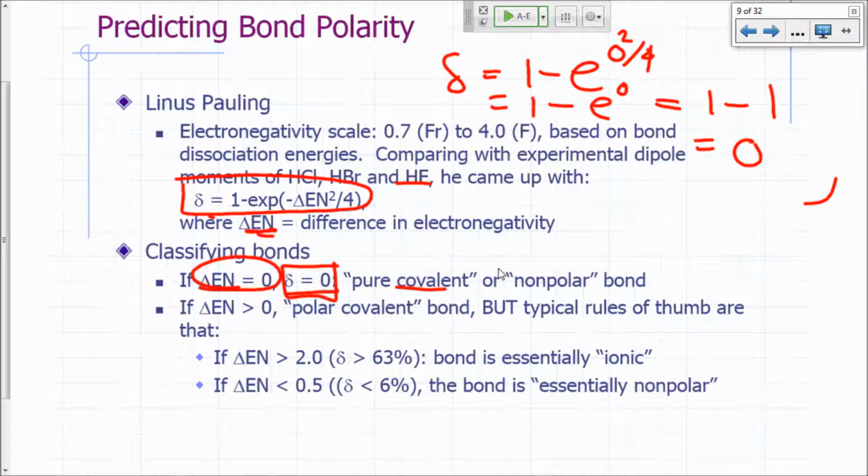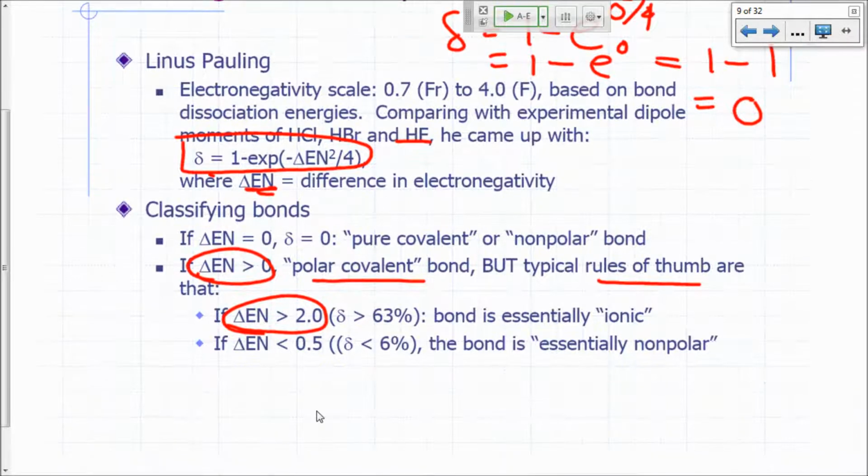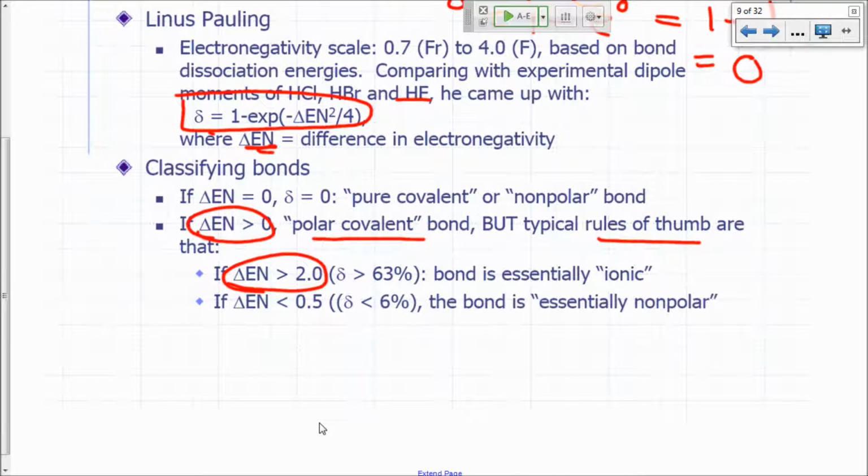So if you have two atoms with the same electronegativity, then we say the bond between those two atoms is pure covalent. Now, if the electronegativity difference is larger than 0, then you have what's called a polar covalent bond. But typically we have rules of thumb that say if the electronegativity difference is greater than 2, we say that the bond is essentially ionic. What does that mean? Let's calculate the ionic character if the difference in electronegativity is 2. It equals 1 minus e to the negative 2 squared over 4.